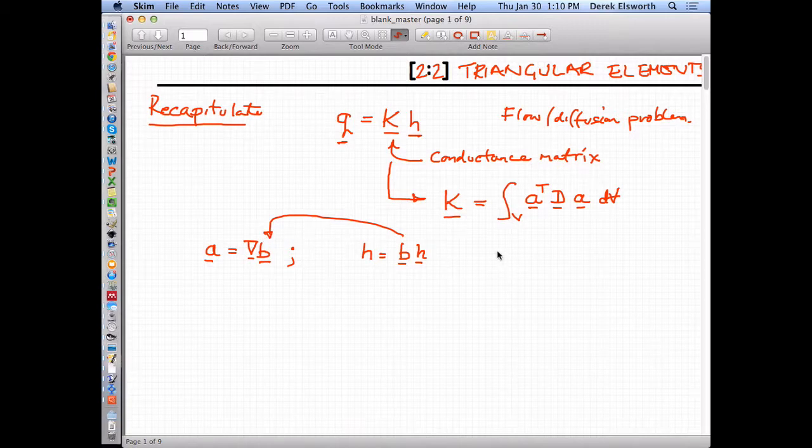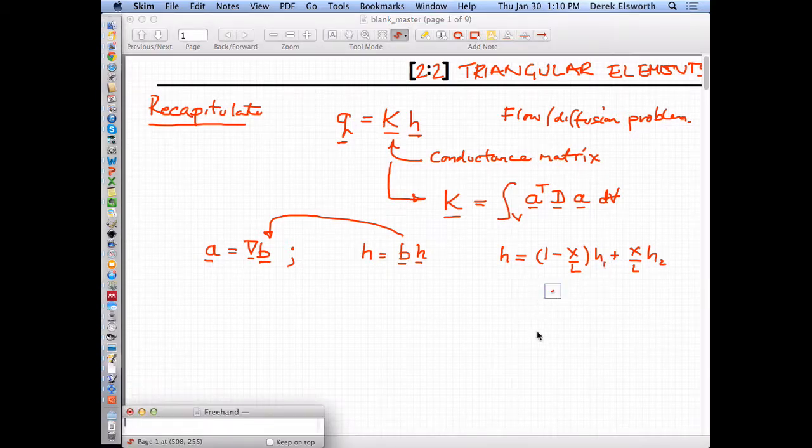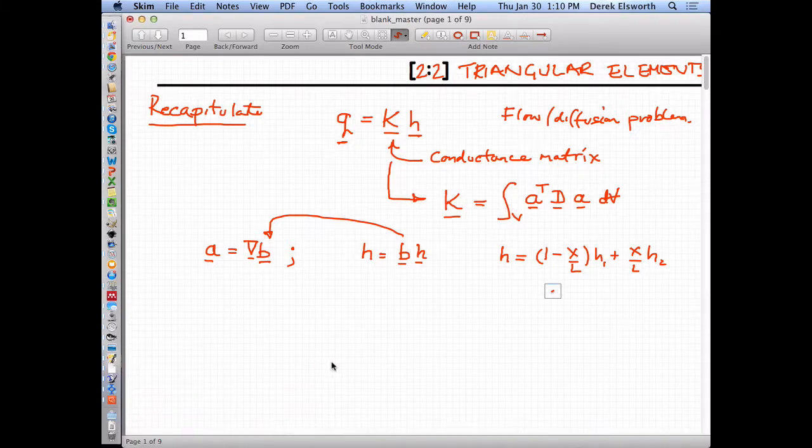What it looked like for us was that the head at some point is equal to 1 minus location times the head at node 1, plus location times the head at node 2. That's what we used in our very simple example. So for any of these situations, we can come up with another matrix which is appropriate for it. So it'll be a different matrix each time.